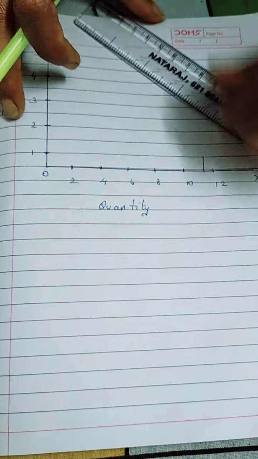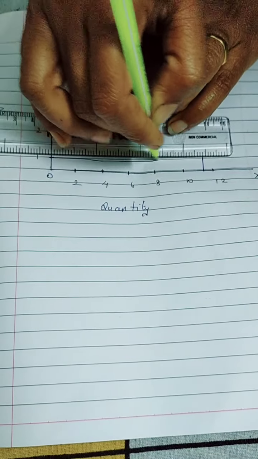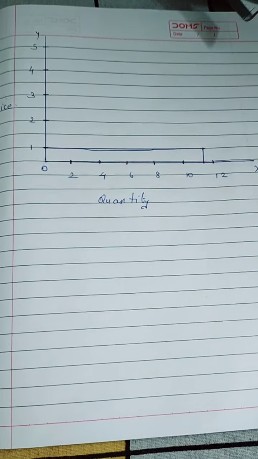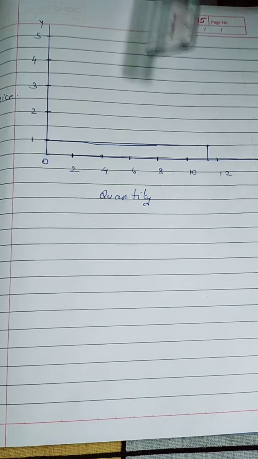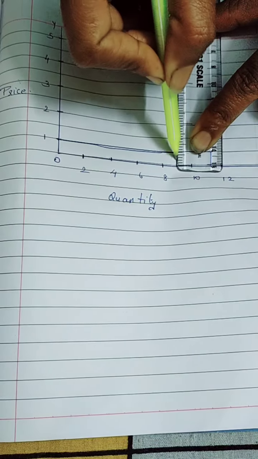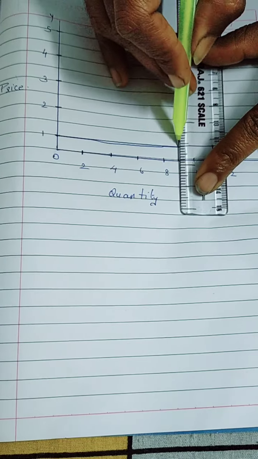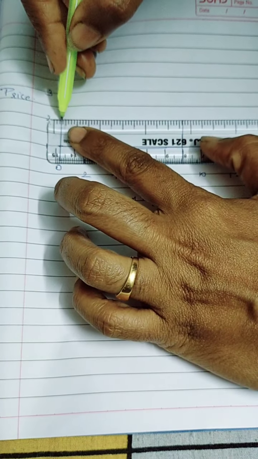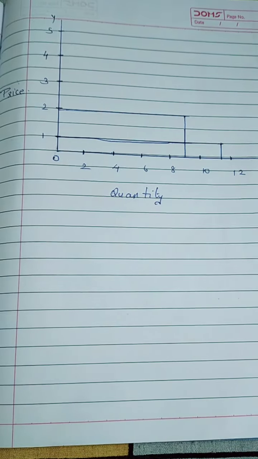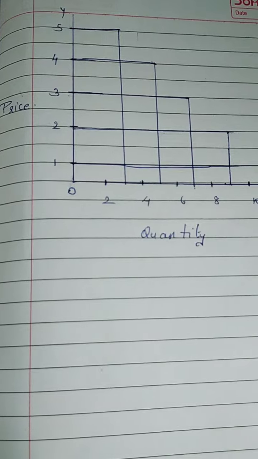Then we will join it. So this is the price 1. Then again, when the price increased to 2, what did the market demand become? It became 9. So 9 means here it will come at 9, and you will join it at price 2. In this way you have to represent all the tabular forms. So this is how we will complete it with the help of that table.